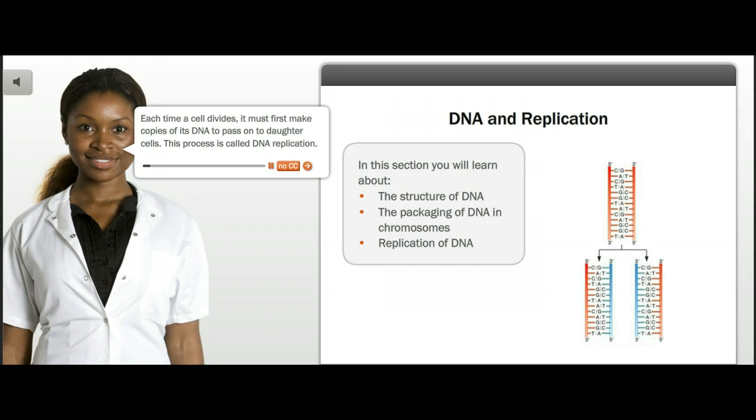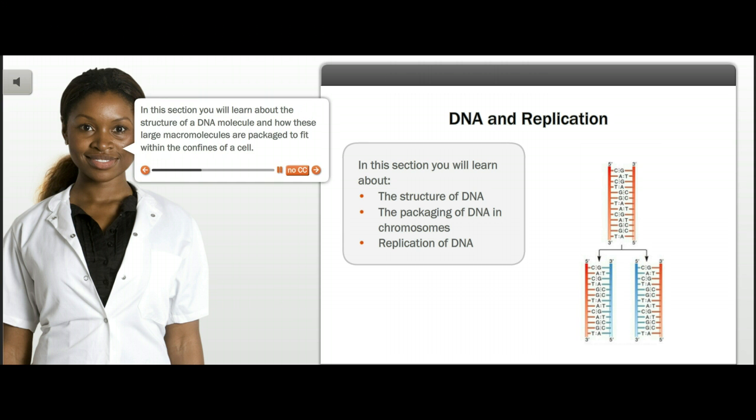Each time a cell divides, it must first make copies of its DNA to pass on to daughter cells. This process is called DNA replication. In this section, you will learn about the structure of a DNA molecule and how these large macromolecules are packaged to fit within the confines of a cell. You will also learn about the process of DNA replication, in which identical daughter strands are made to promote genetic continuity.